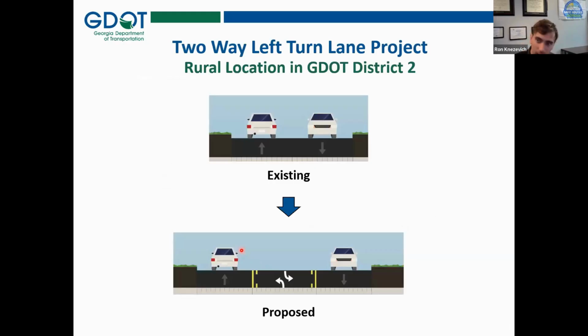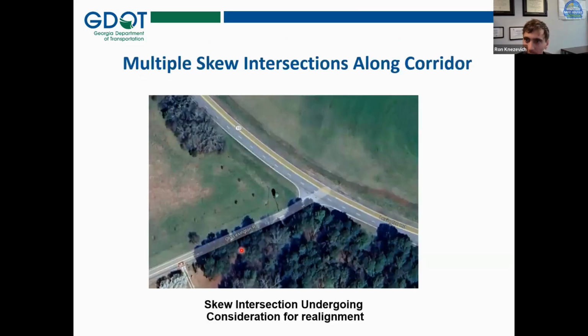So the use case I'm showing today is some design variances that we had to do for a two-way left turn lane project in rural Georgia, District 2. That's one of our more rural districts. Converting from 2 lanes in each direction, widening to add a two-way left turn lane. At various of these intersections, there were skew angles, you could call them. They weren't that skew, but they weren't up to standards with our policies, so we had to write a design variance for these locations.